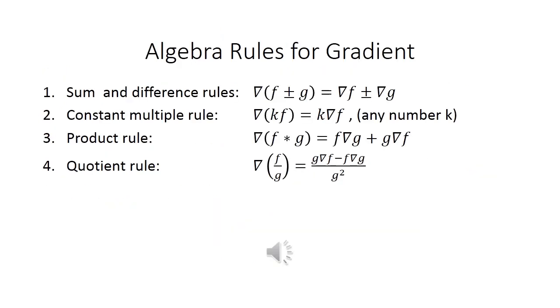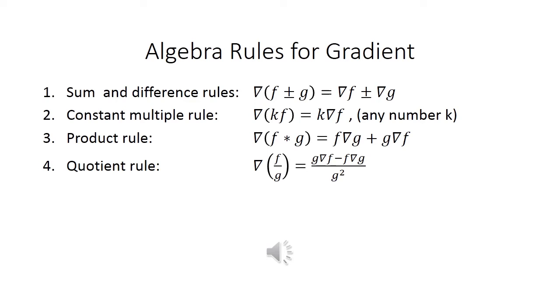Now let's consider the algebraic rules for the gradient. The gradient of the algebraic sum of two functions is the algebraic sum of the gradients of each of them, i.e. gradient of (f plus or minus g) equals gradient f plus or minus gradient g.